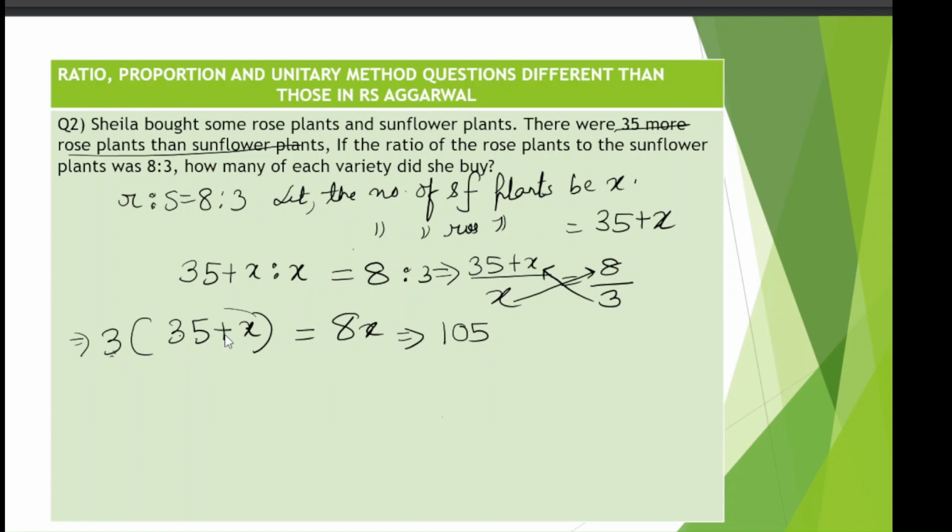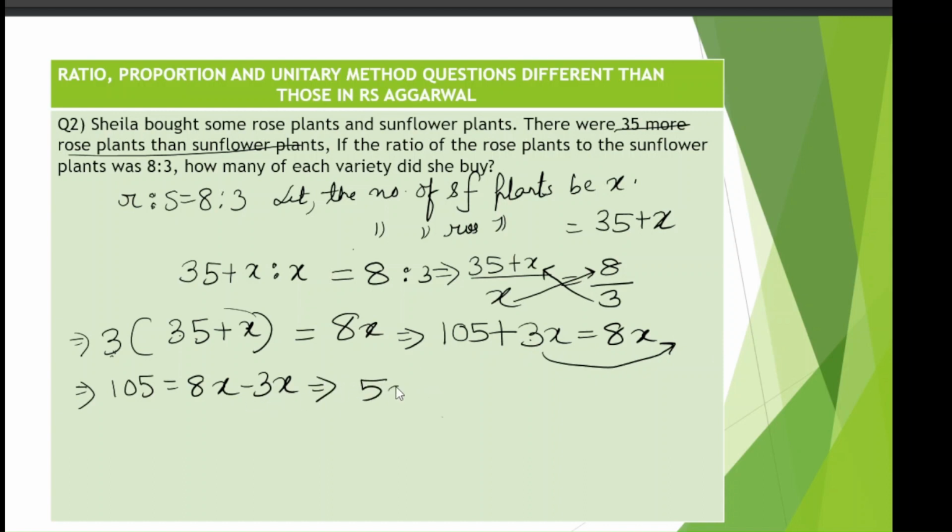Then there is a plus sign. I have to write this plus sign first. Then 3 will get multiplied with x. It will become 3x. 3x is equal to 8x. Then 105 is equal to 8x minus 3x. Why did I write minus 3x? Because I took this x to the other side. So plus 3x, if it goes to the other side, it becomes minus 3x. It becomes then 5x, right?